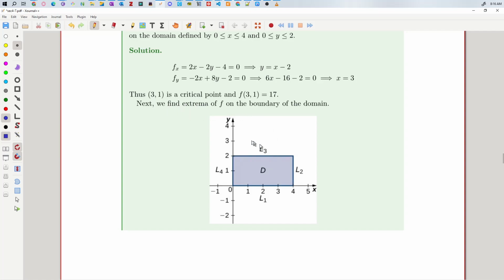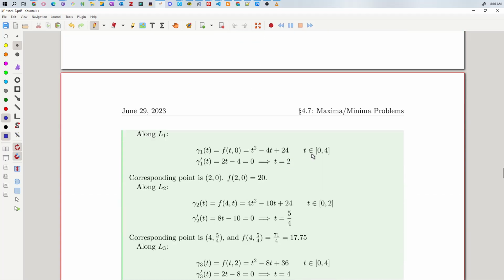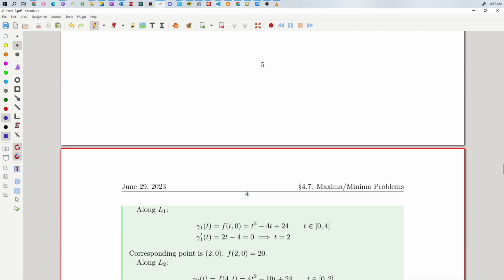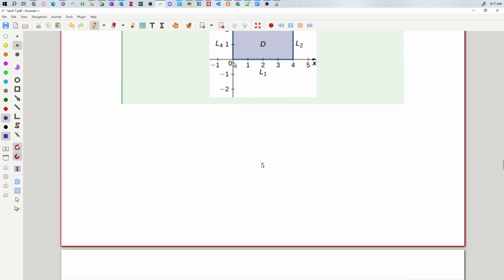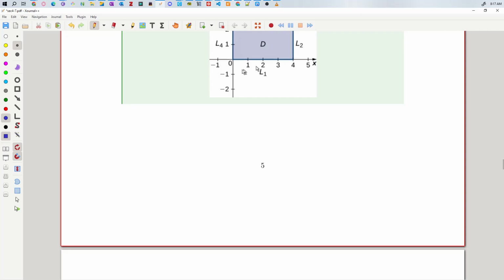All right, next, the boundary critical points. We have 4 sides to this rectangle, labeled L1 through L4. For each of these sides, you basically reduce it to a Calc 1 problem. For L1, notice that we vary in the x direction, but our y coordinate is constantly 0. So this is basically plugging (t, 0) into the function f that you're given, where t ranges from 0 to 4, because you want the x value to range from 0 to 4.